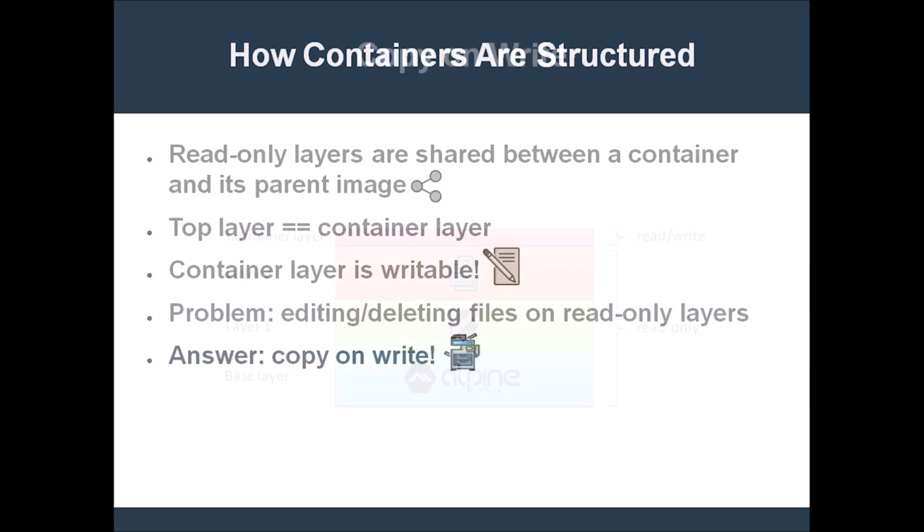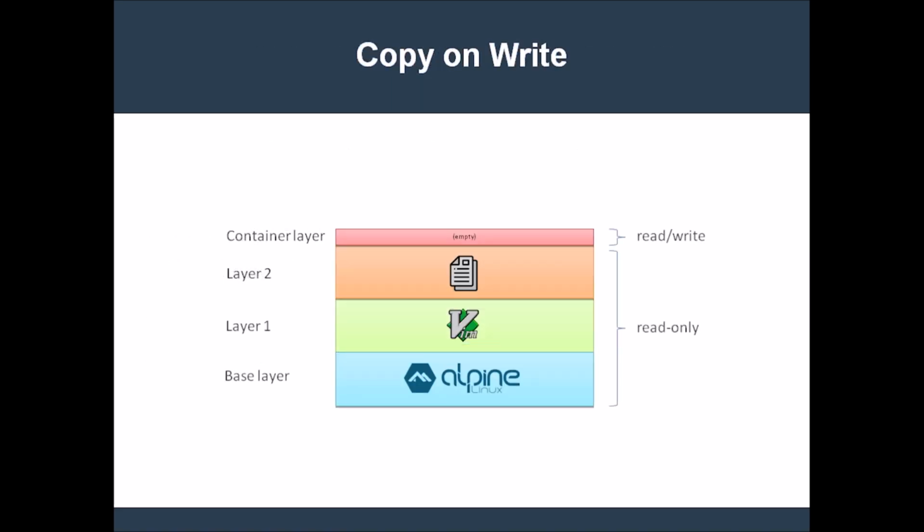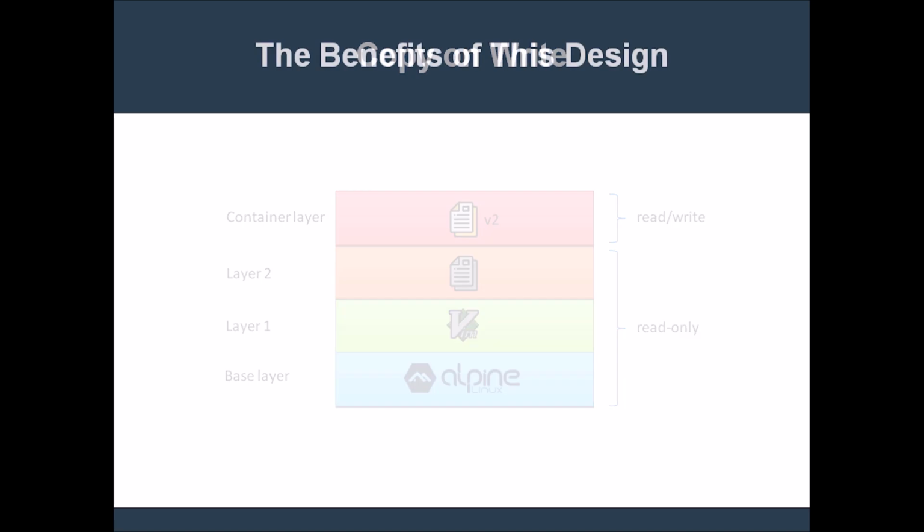You see, whenever you try to edit a file stored on an image layer, Docker copies the file over to the container layer and then performs the edit on the copy. All subsequent read and write operations ignore the original file and go to the copy. Thus, the original has been overridden. Pretty cool, huh? There are 3 important benefits to this design.